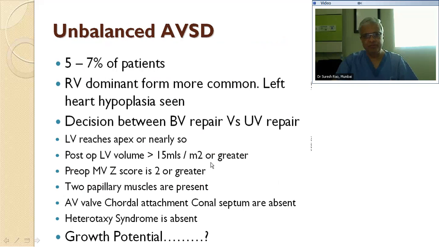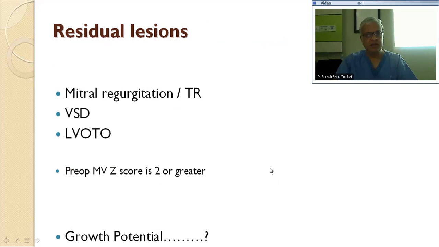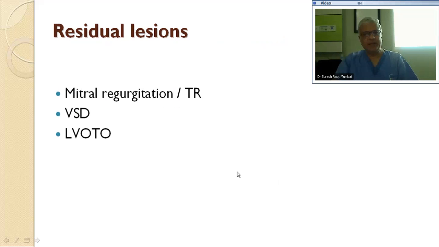So if they satisfy most of these criteria, we do a biventricular repair, or you take them along the univentricular pathway. Whenever we do the AV canal repair, there are certain residual lesions which are present. One is mitral regurgitation, tricuspid regurgitation, very rarely residual VSD, and of course LVOTO. Either it is seen or they develop as the child grows.